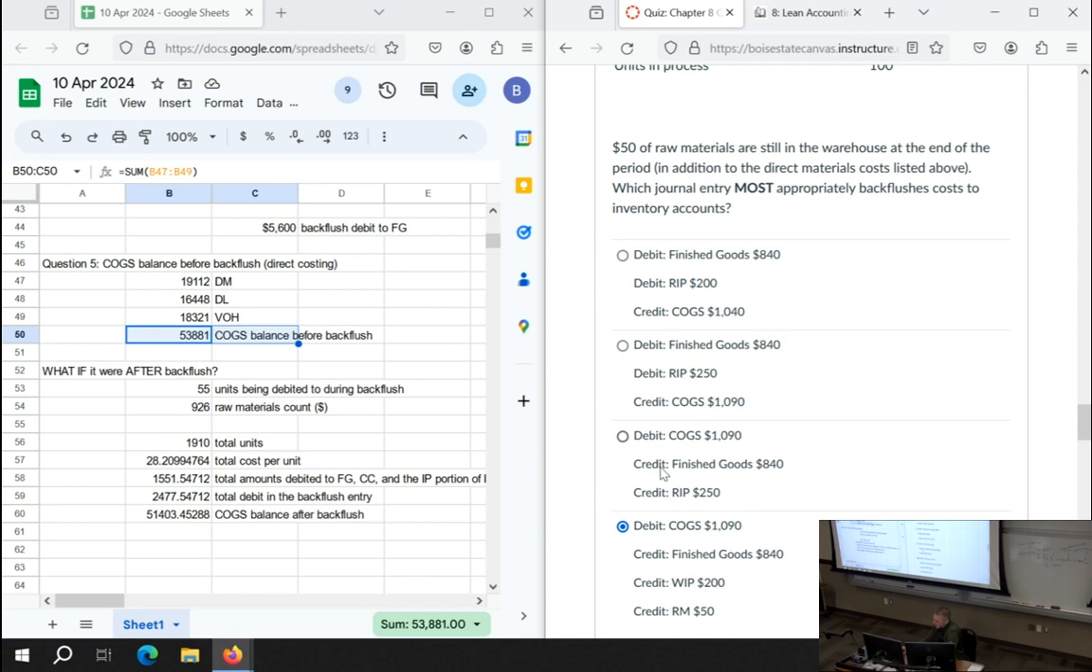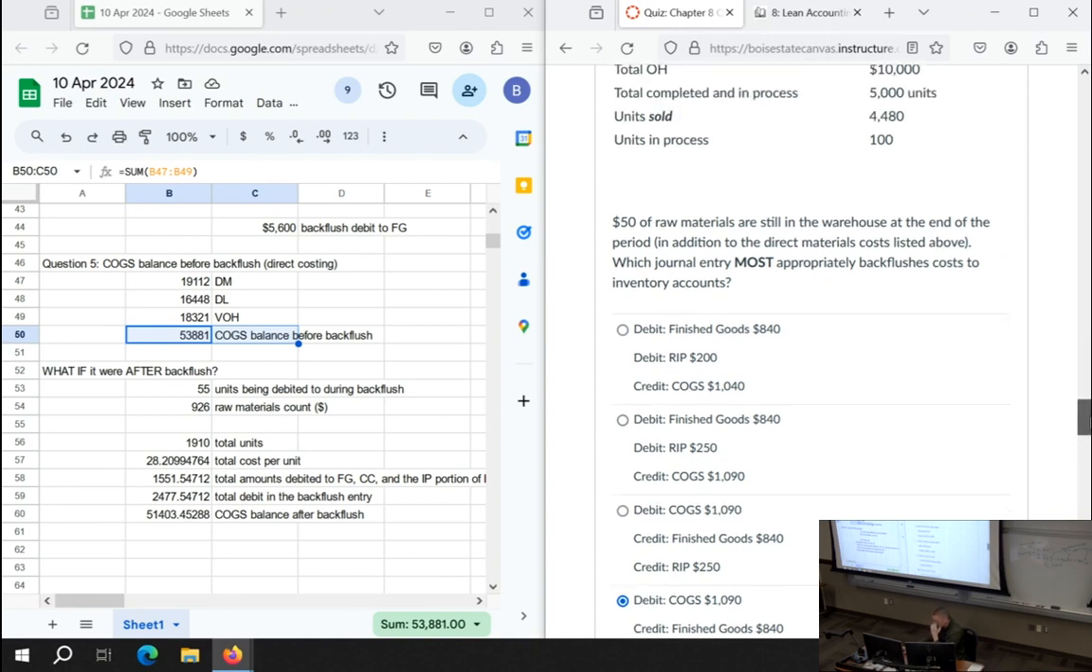I'm not going to play the game. Well, what can I do? Is it this one? Can't be that one also. Remember, you're not going to be debiting COGS when you're backflushing entries. You're always crediting cost of goods sold. Okay, so we know it's A or B. And oh boy. Well, actually, we'll see what happens here. It's A or B.